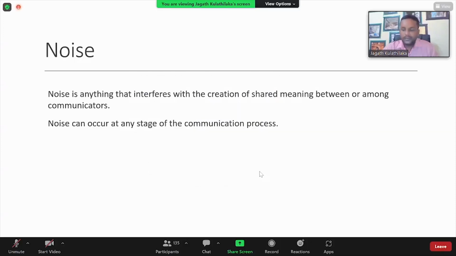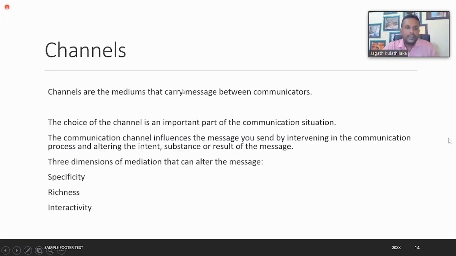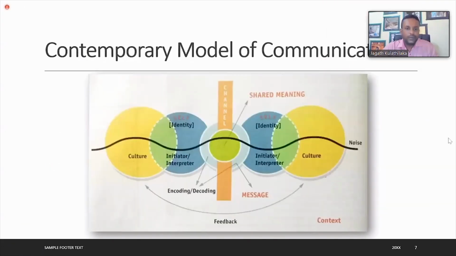To recall your memory, what we have been doing so far: we were discussing the basic elements of the communication process. This is the process we are referring to, the contemporary model of communication. We are discussing each and every factor or element of this communication process, right? You can see them in different colors. There are different elements, starting from communicators, then encoding, decoding, message, channel itself, and the identity of these communicators, and shared meaning. These things we discussed.